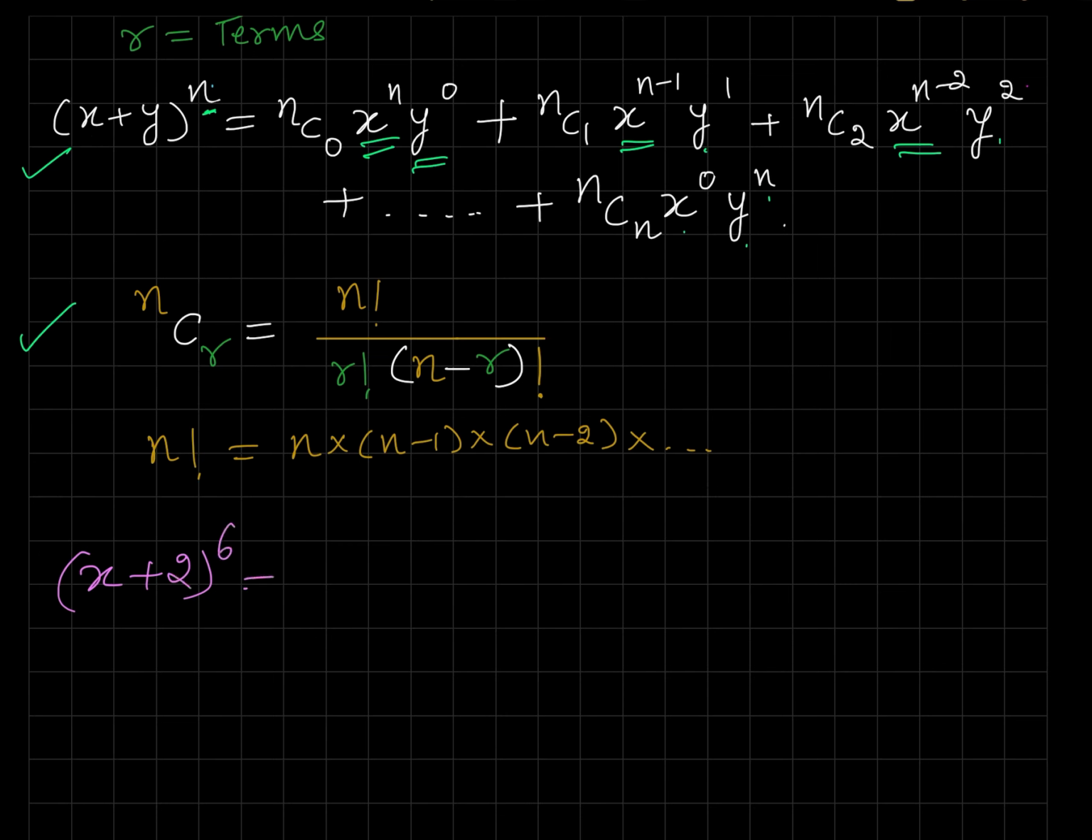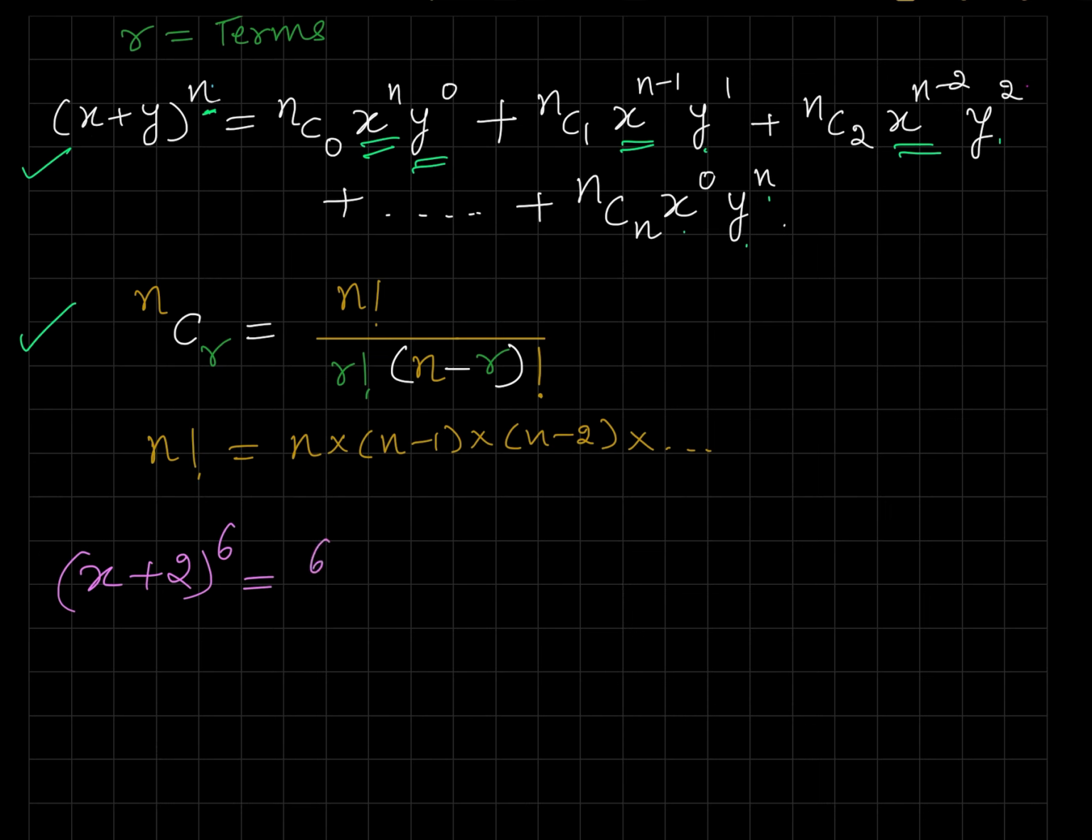How will we calculate it? If we multiply it as x plus 2 times x plus 2 times x plus 2 times x plus 2, there would be a possibility of making a lot of mistakes. So we will directly do it using binomial expansion. Here n is 6.